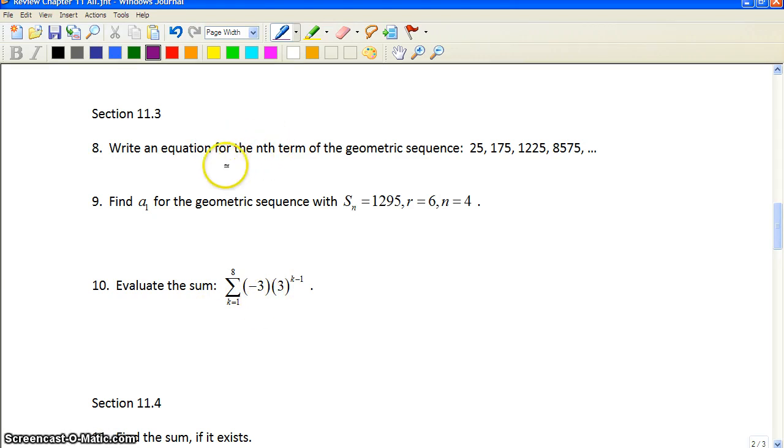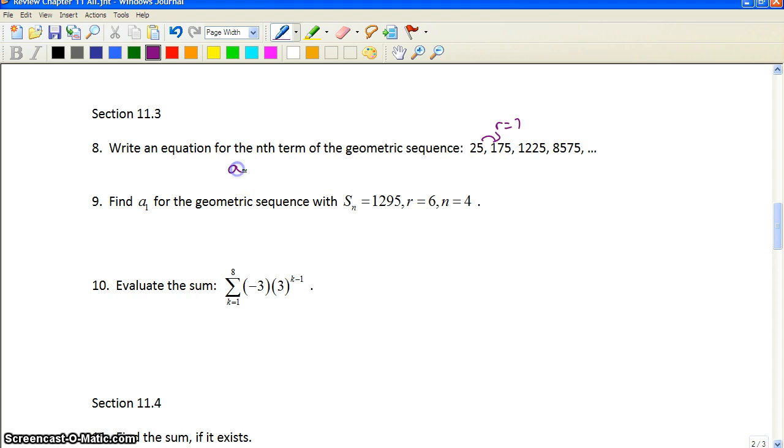But first, find the equation for the nth term of a geometric sequence. Okay, that means what is the multiplier? So I'm going to do 175 divided by 25. It's going to give me 7, so I know that the multiplier is going to be 7. And we can check that, keep going if you want.